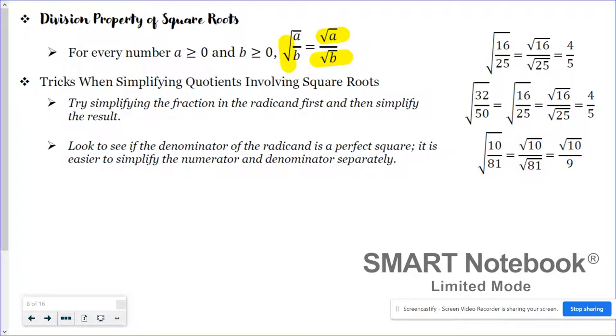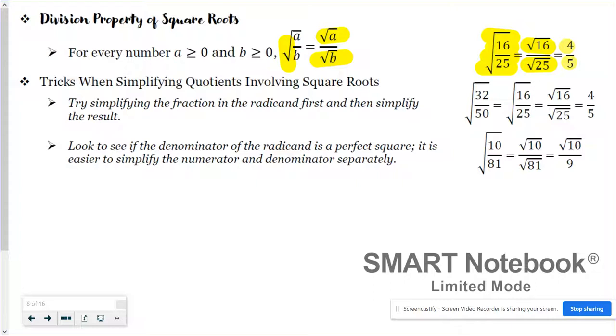Here are some tricks when simplifying quotients involving square roots. Definitely look for perfect squares. Like this first example here, I had the square root of 16 over 25. So maybe I look at them both separately, square root of 16, square root of 25. The square root of 16 is 4, the square root of 25 is 5. Done. That was super easy, right? Okay, so some other tricks.